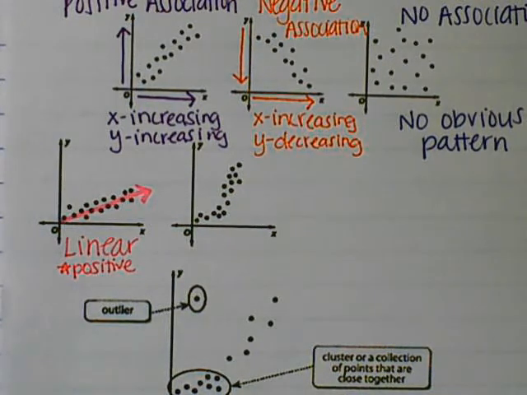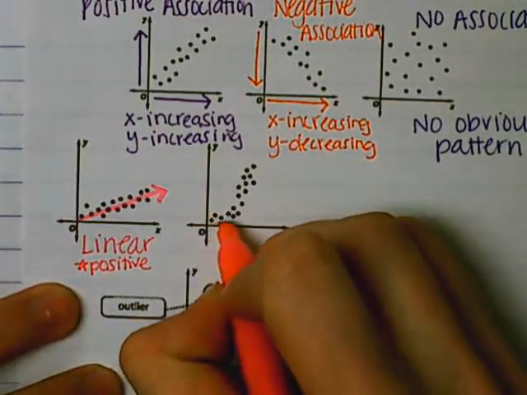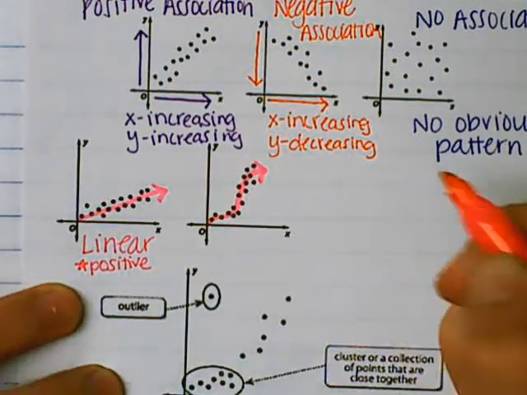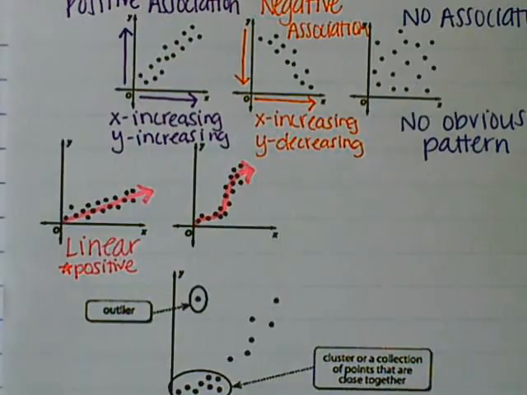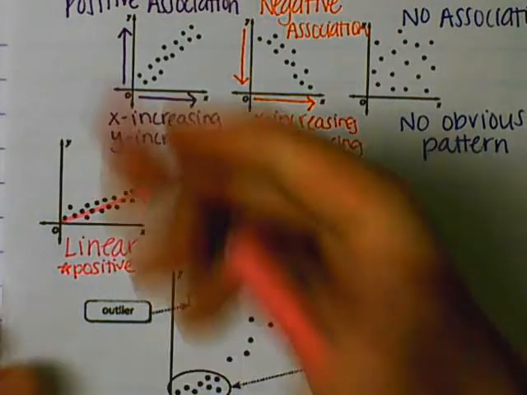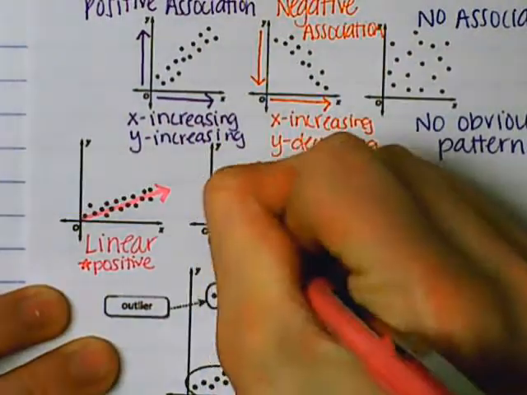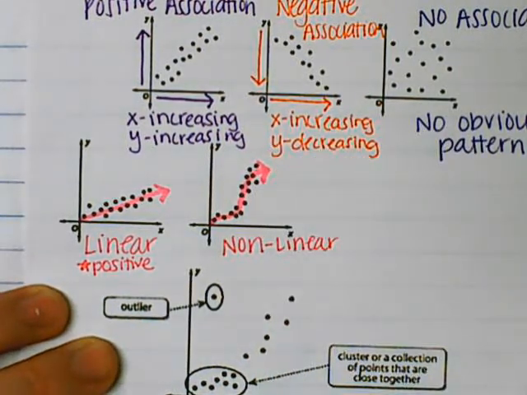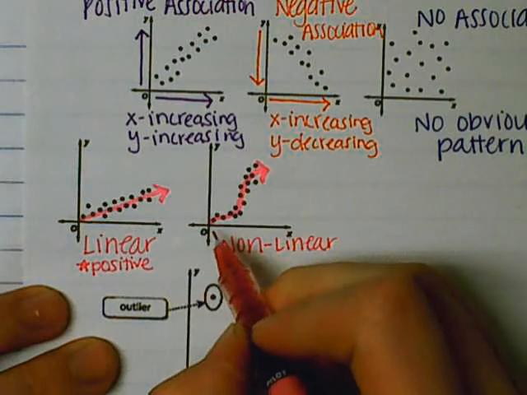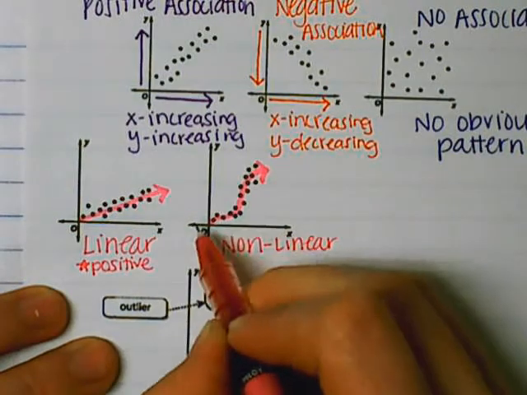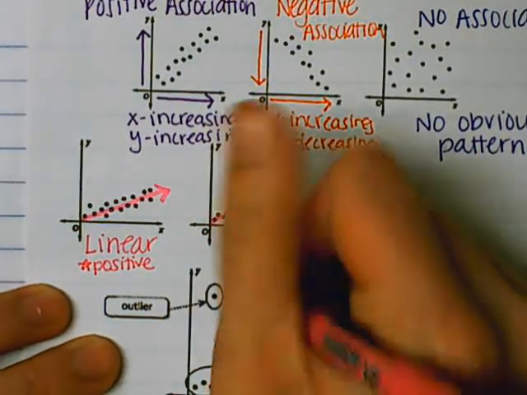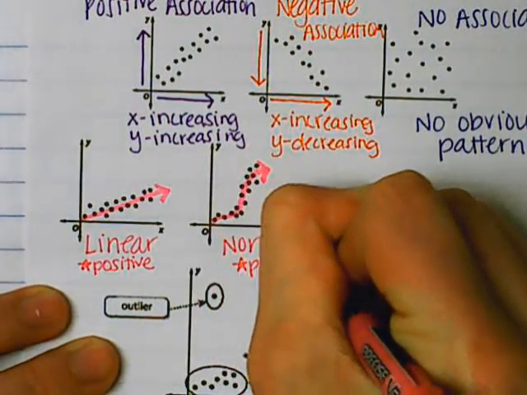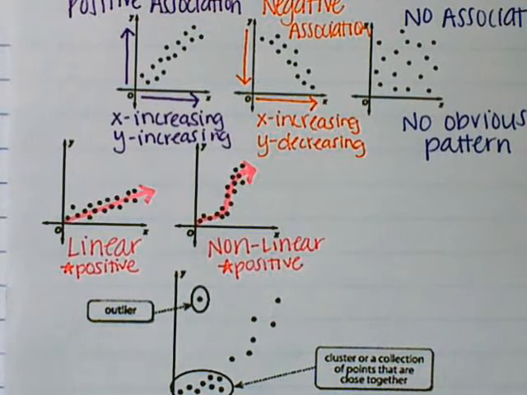On this next scatter plot, you see that if you were to draw a line through the dots, it's not a straight line. We would say this is nonlinear. But we would also say that since our x values are increasing and our y values are still increasing, this is still a positive trend or positive association.